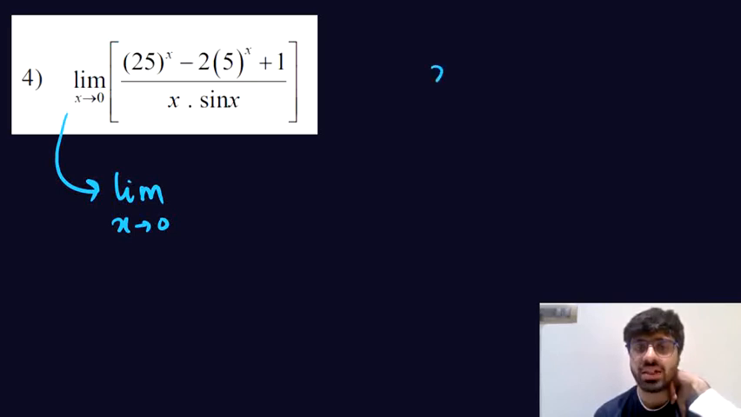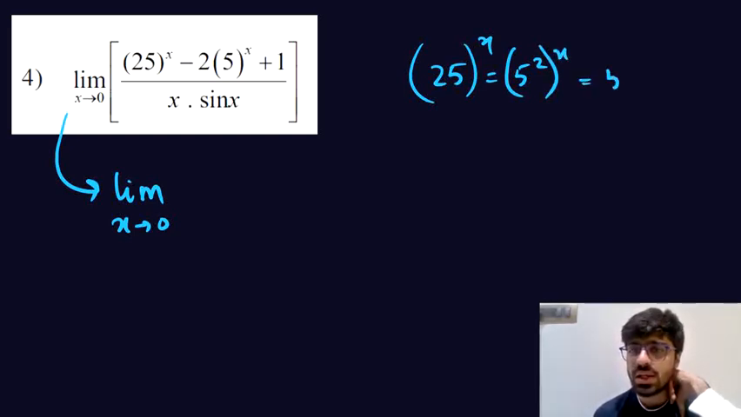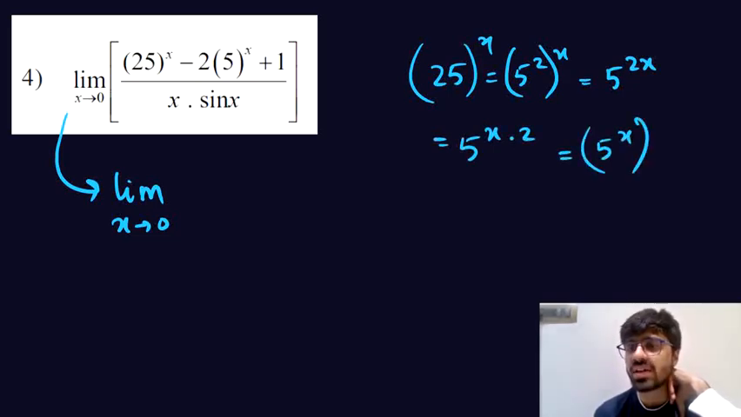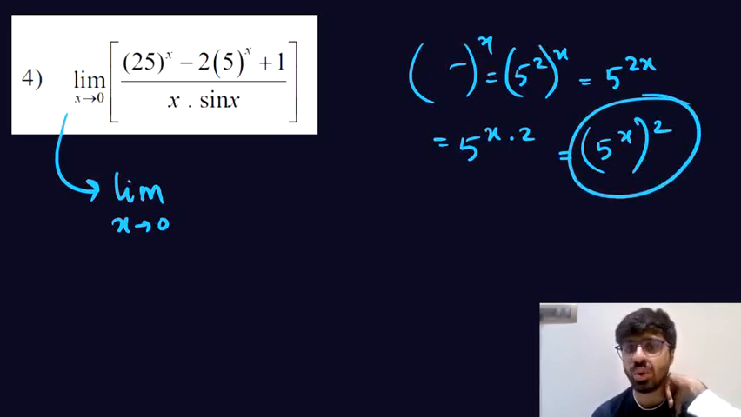25 power x. See, 25 is like 5 power 2. So 25 power x is like 5 power 2 the whole power x. This will be 5 power 2x. Think of it as 5 power x into 2, and we can write it as 5 power x the whole power 2. So 25 power x is basically 5 power x the whole square.